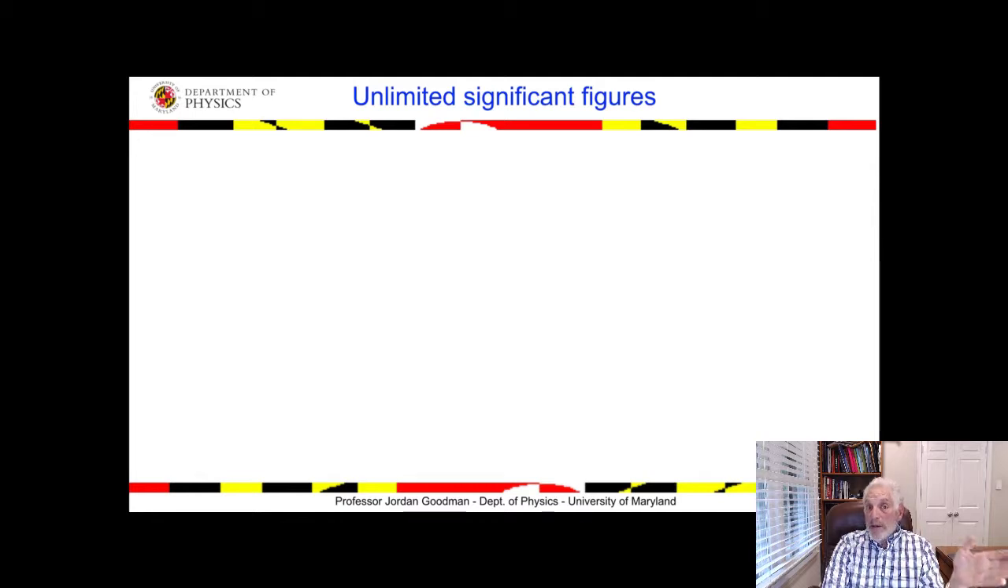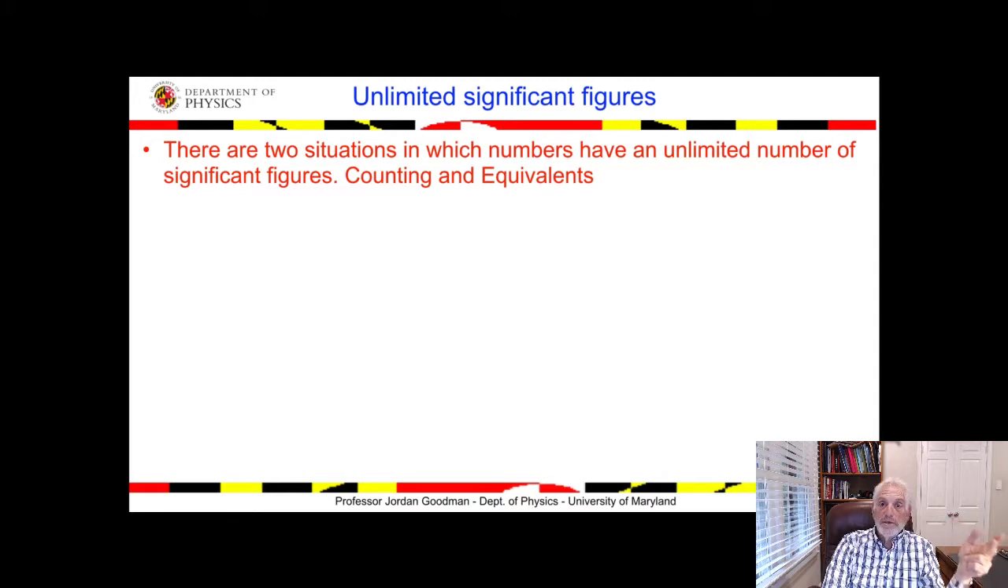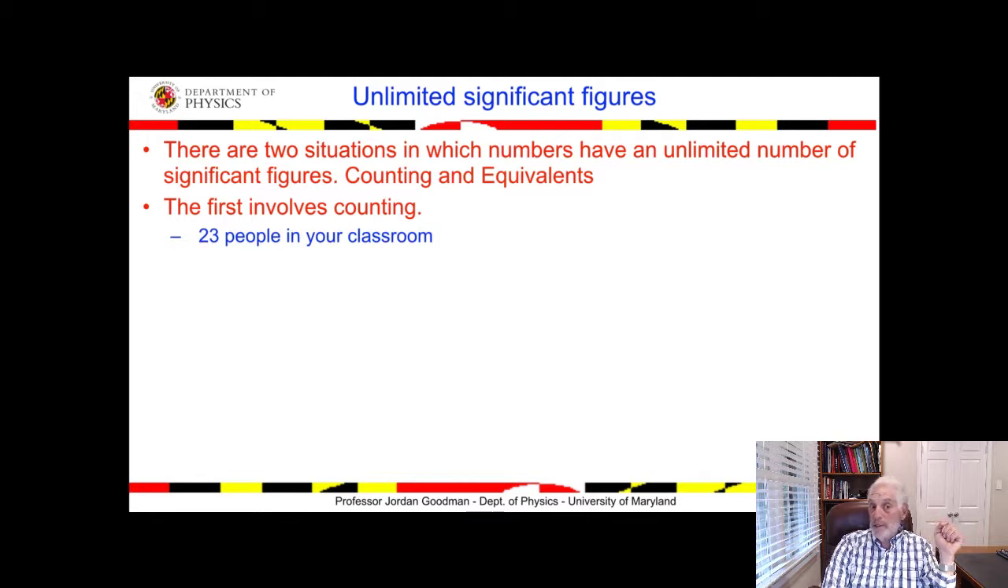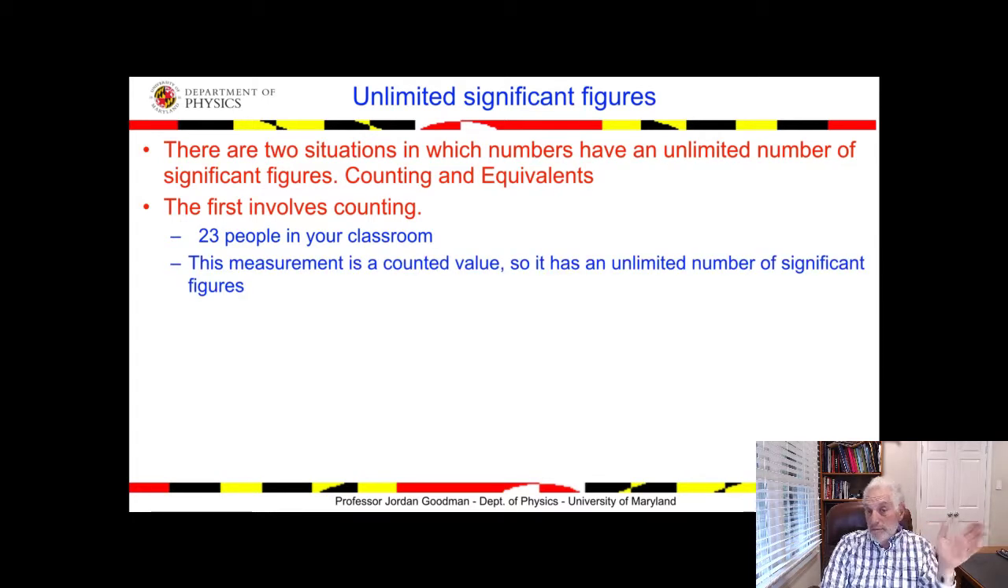Okay, so some numbers have unlimited significant figures. There are two situations in which numbers have an unlimited number of significant figures, and that's if they're counting or equivalents. For example, if we count the number of students in our classroom and it's 23 people, we know that number precisely. So there is no limit to the significance of that number. It is 23.000 as far as we want it to go. And so it doesn't limit the precision of our calculation. If we're using it in multiplication, it's never the number with the smallest number of significant figures.